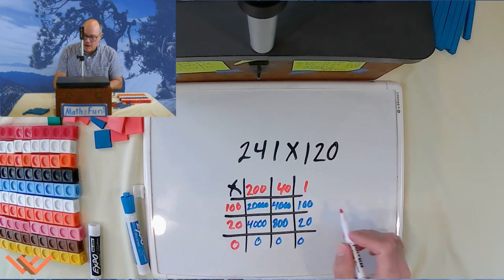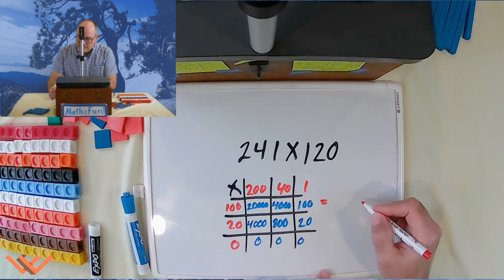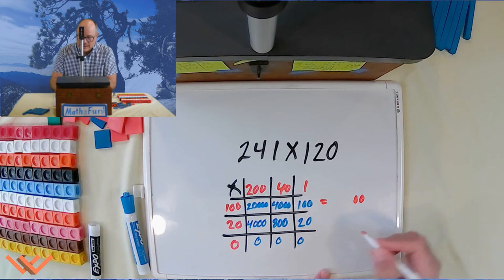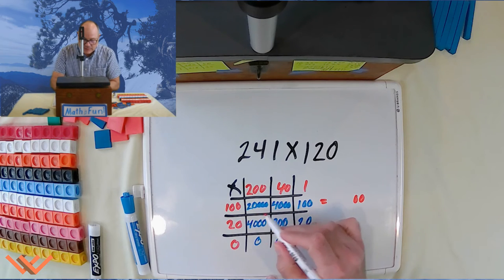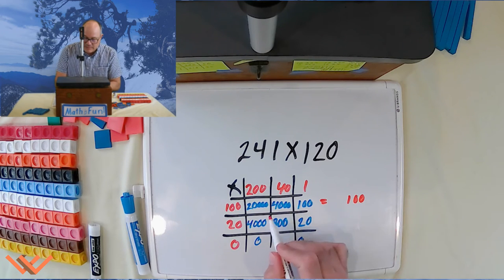Or we can add across. So I'm going to add across. So I know there's two zeros, and that's for that 100. Is there any more hundreds in there? No. So there's that. Do I have any thousands?